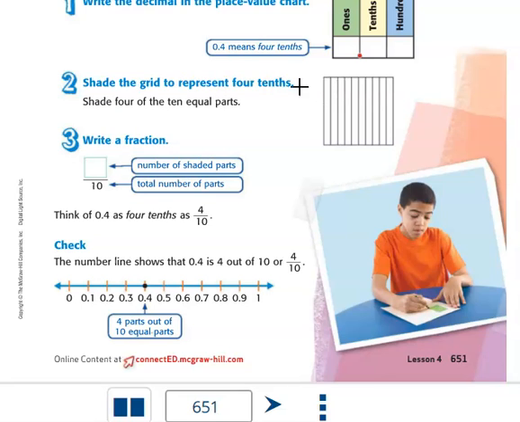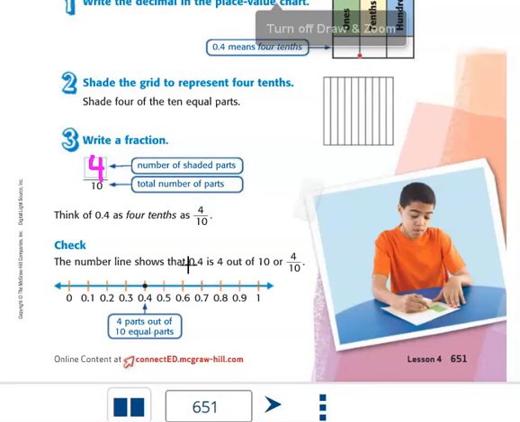Now the second way to show 4/10 is to model it on my parts of a whole. So I would shade 4/10. So there's 1, 2, 3, 4/10. 4 of the 10 equal parts. Because we're talking about tenths, I'm going to shade whole columns, and I'm going to shade 4 of them. So that's how that would look filling in the grid. And if I were going to write it as a fraction, I would write 4/10. So 0.4 is 4/10.